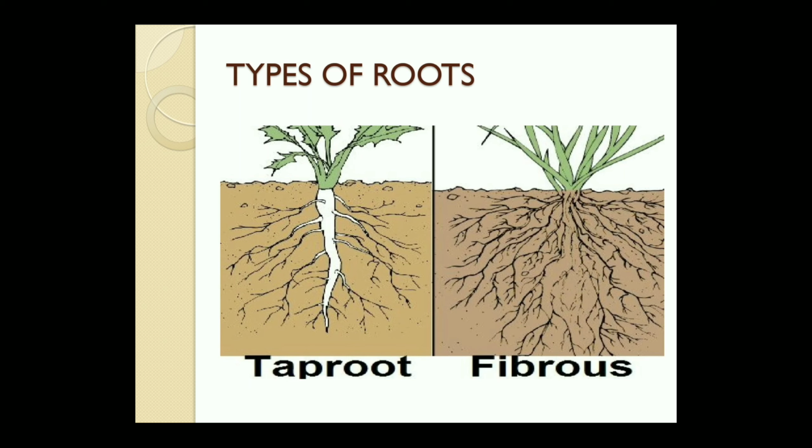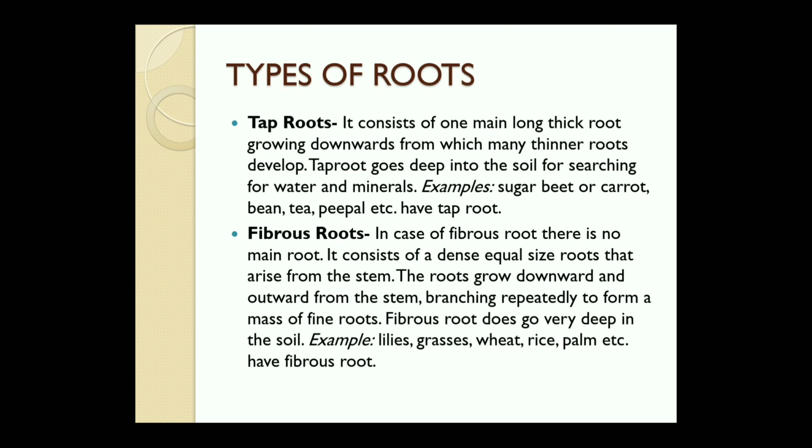Types of roots: taproot and fibrous root. Taproots consist of one main long thick root growing downwards from which many thinner roots develop. Taproots go deep into the soil searching for water and minerals. Examples: sugar beet, carrot, bean, tea, peepal, etc. have taproots.